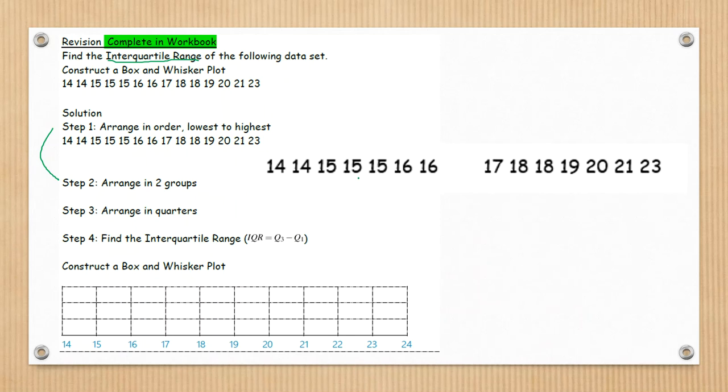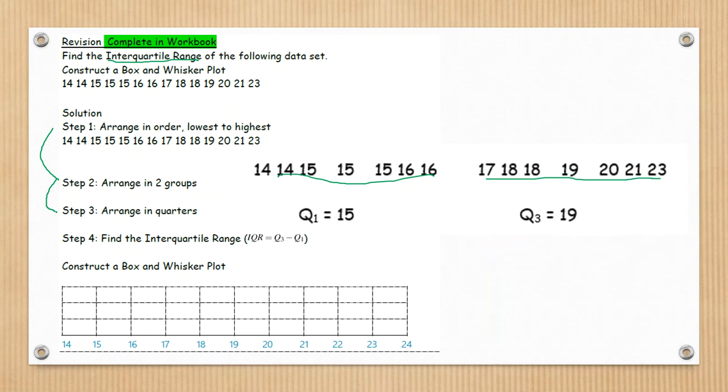So we've got 7 low scores and 7 high scores. Step 3, arrange in quarters. So it looks like that. So this number is our Q1, this number is our Q3, and Q2 will be here, so 16.5. We don't need that for the interquartile range. The interquartile range is Q3 minus Q1, so 19 take away 15, which is 4.